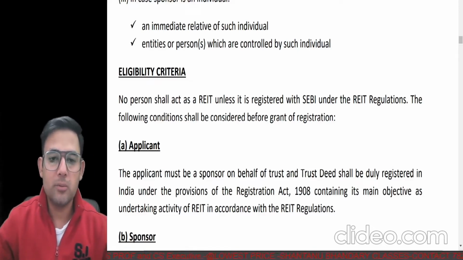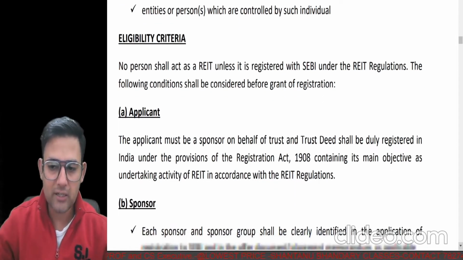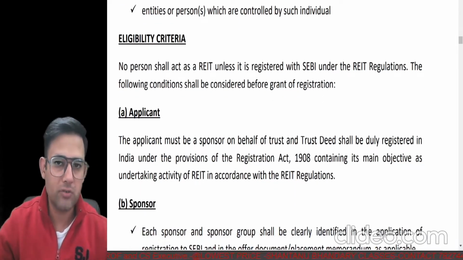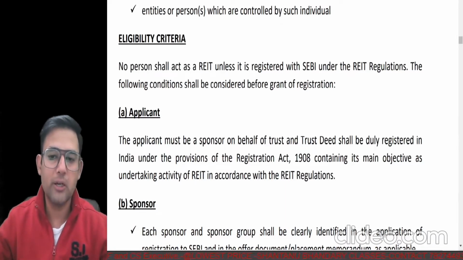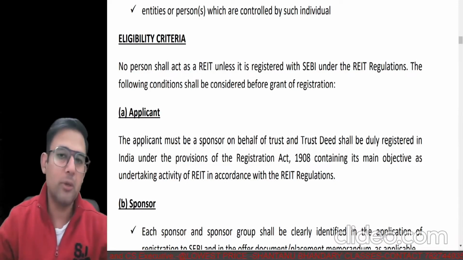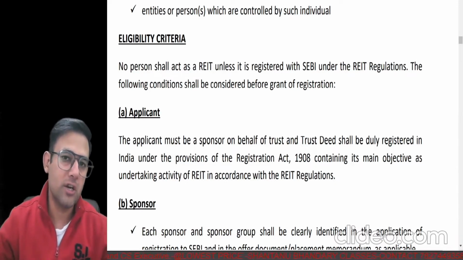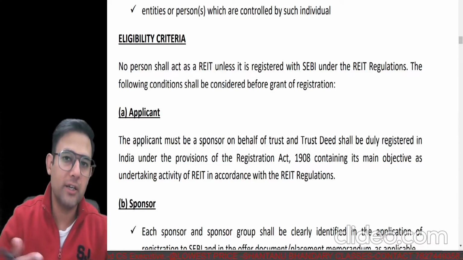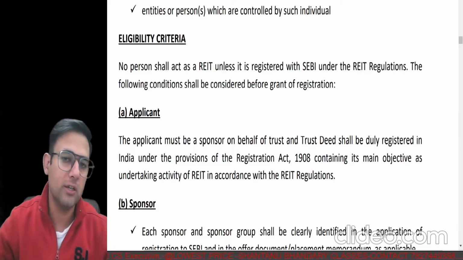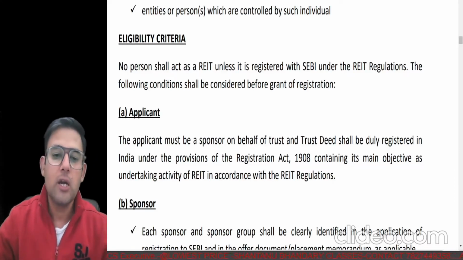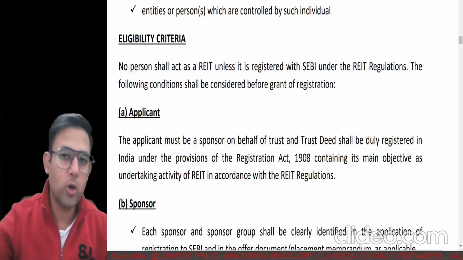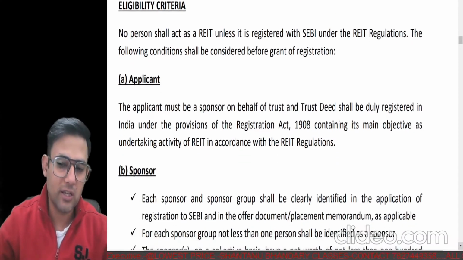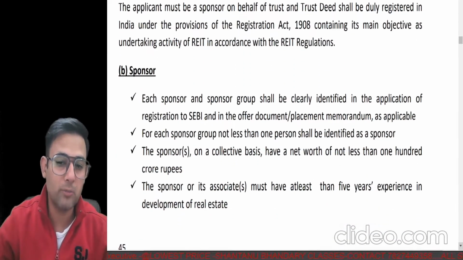In regard to the eligibility criteria, it says that first and foremost, all of this will be governed as per the provisions of the trust deed. So a trust needs to be formed, and then the trustee also needs to be nominated. Whatever is written in the trust deed has to be registered as per the provisions of the Registration Act 1908, which I'm sure you must have read in your CS Executive. Talking about the sponsors, the name of the sponsor should be clearly mentioned in the offer document, so that anybody investing in the REIT should be aware of who these sponsors are.